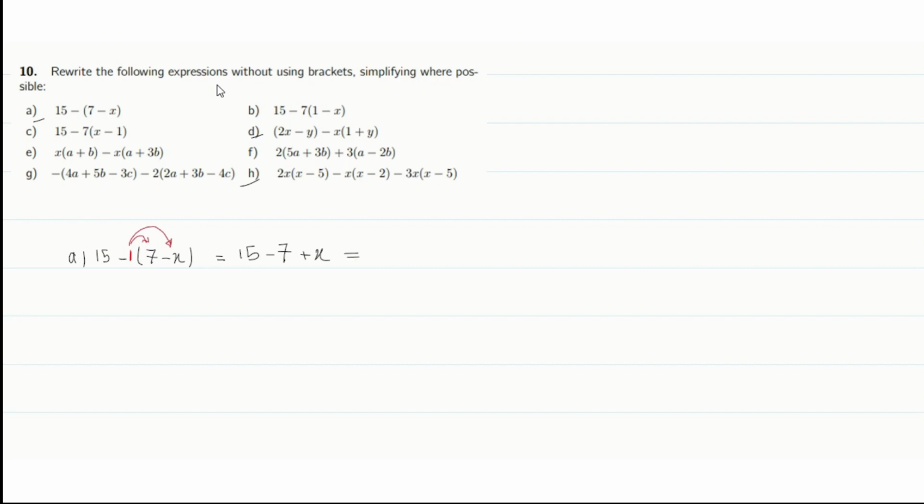Now we just combine the answers. So we have two numbers in here, which is 15 and -7, which would be equal to 8. And we have x as well. So we just combine the like terms.